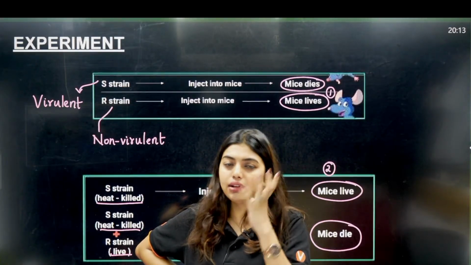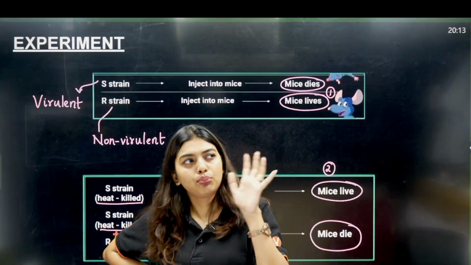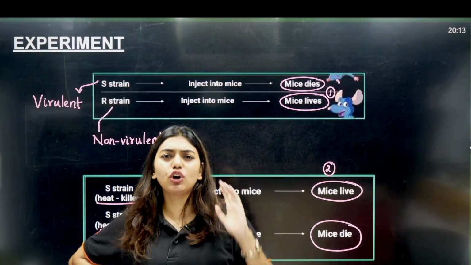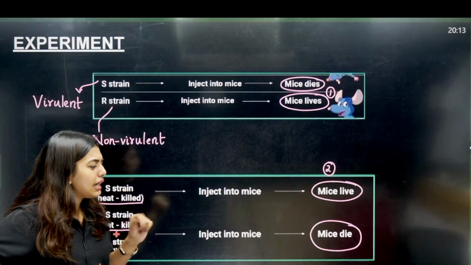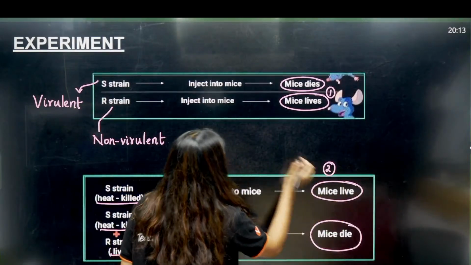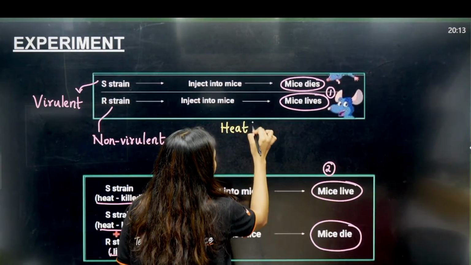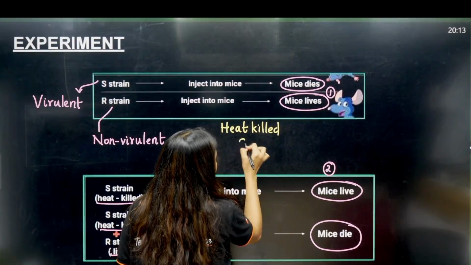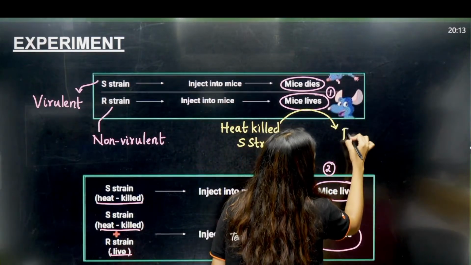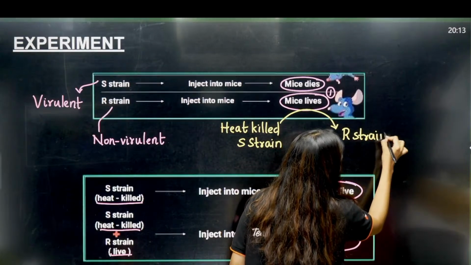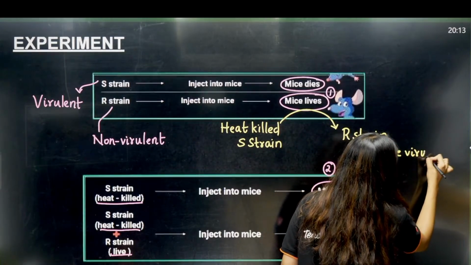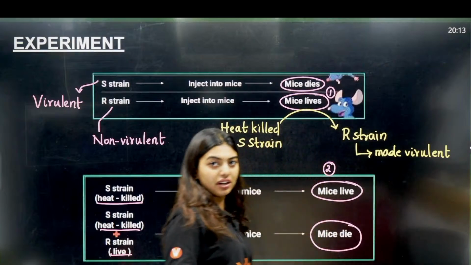Ayyo, what happened? You would have asked yourself, no, what happened? Both the scenarios, individually the mice was alive. But when I mixed it, something happened. Even Griffith got full tension. What happened? What happened? Then he told something from the heat killed S strain transformed to the R strain. That made R strain virulent, leading to the murder of the mice.